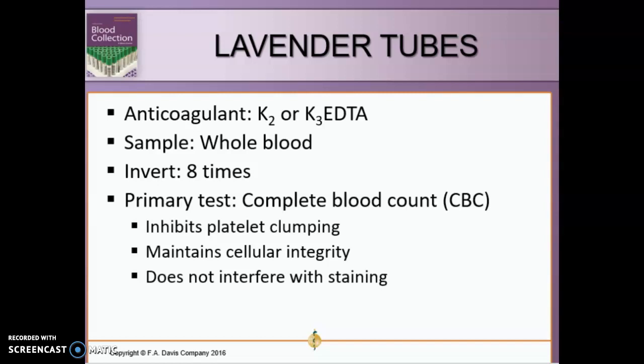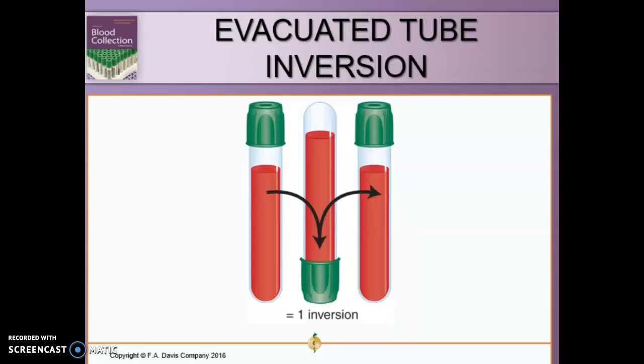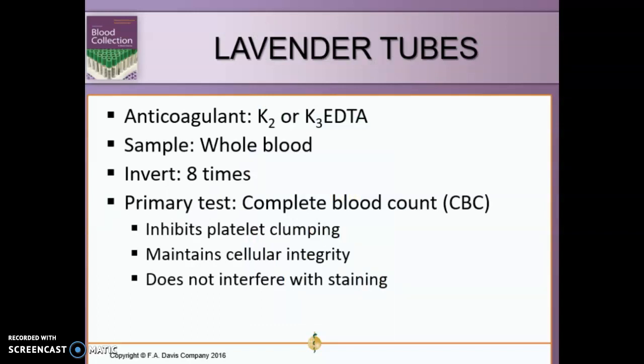I'm not sure in the previous video if we talked about the inversion, but I'm going to flip back for a second to one of the previous slides just to show you guys. This is your inversion. This equals 1 inversion. You're holding that tube upright, then you point that tube down, and then you pull it back up to upright. Once it's back up and upright, that is 1 full inversion. So back to the lavender tube, we're going to invert that tube 8 times. You can use the guide that I just showed you, and you would invert 8 times to mix this.